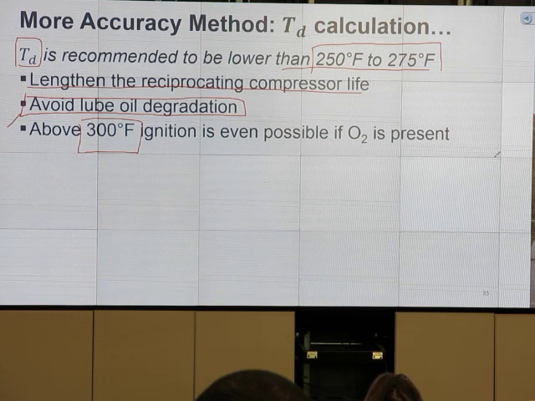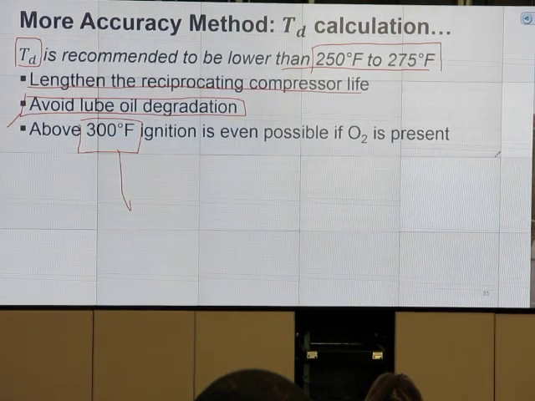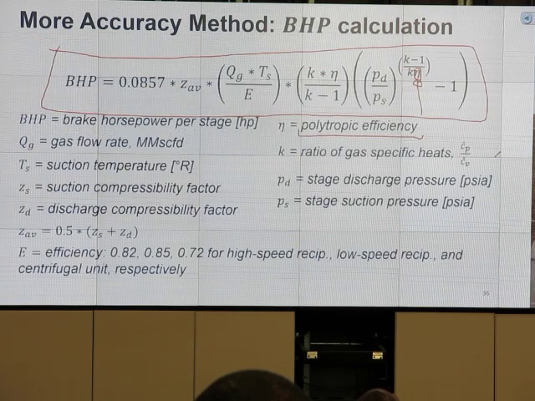So if I have too much compression ratio, it will make discharge temperature too hot, right? Too hot, if it is more than 300, it may burn the compressor, okay? And it will degrade the lubricant oil. So we need to keep it lower than 250, if possible. Okay, good.